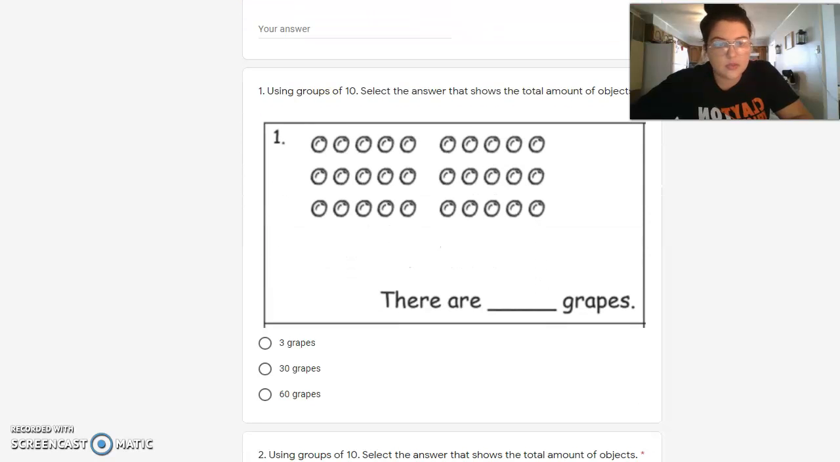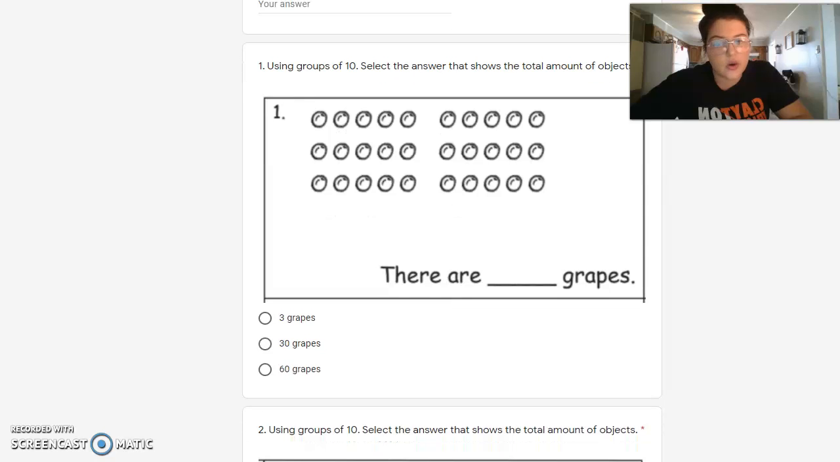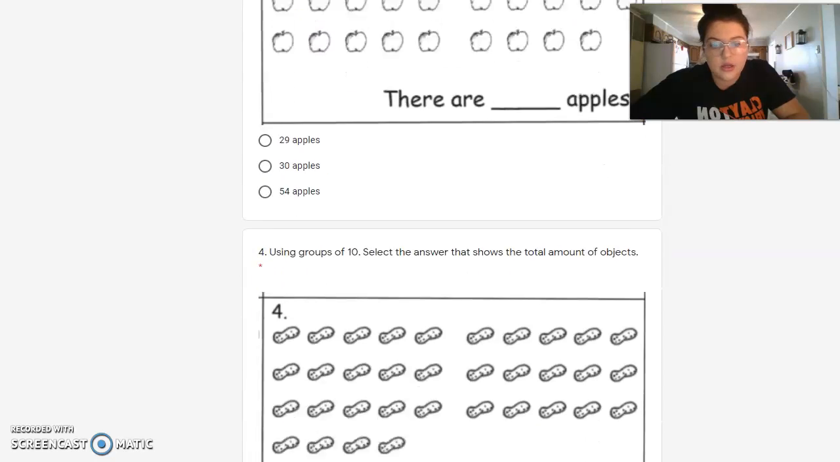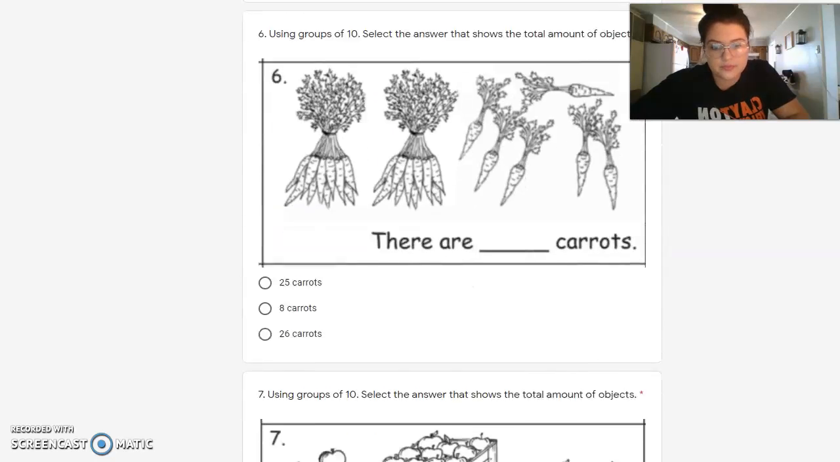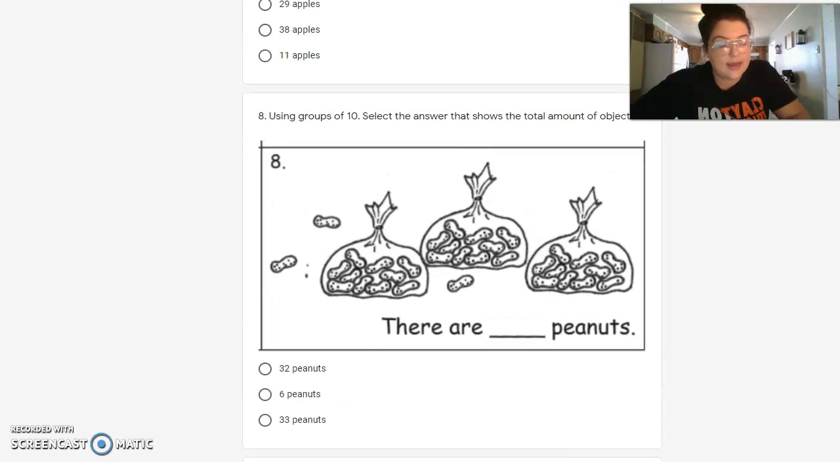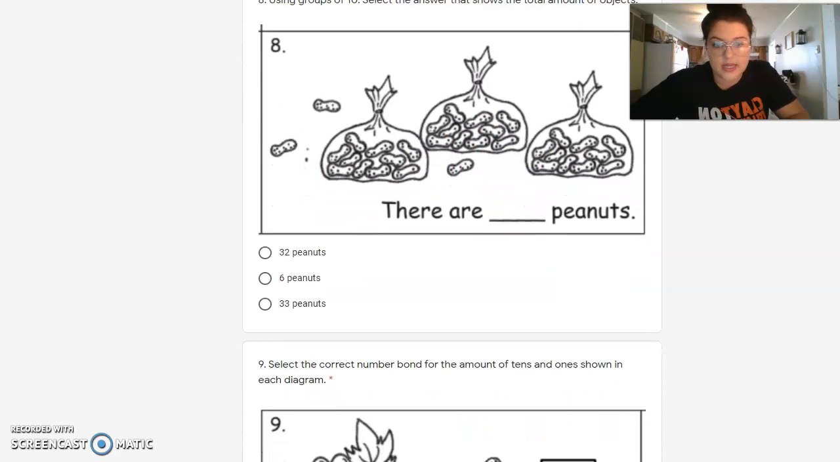And all of these are multiple choice, boys and girls. So you just go in and you select the correct answer for how many each objects are in there. For 1 through, I believe it's 8. Yes. You're going to select the correct amount, the number. So here are your choices for how many objects are in each picture. So you're going to go ahead and do that.